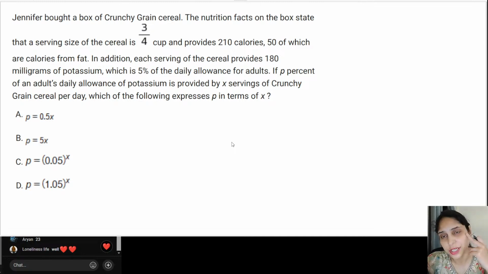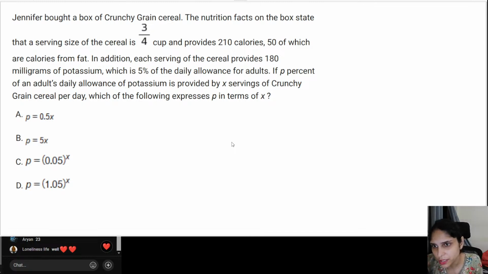Jennifer bought a box of crunchy grains. That's question number 1. I'll again mention it. The nutrition facts on the box state that a serving size of cereal is 3/4 cup and provides 210 calories, 50 of which are calories from fat. In each serving of cereal, 180 milligrams of potassium, which is 5% of the daily allowance for adults.